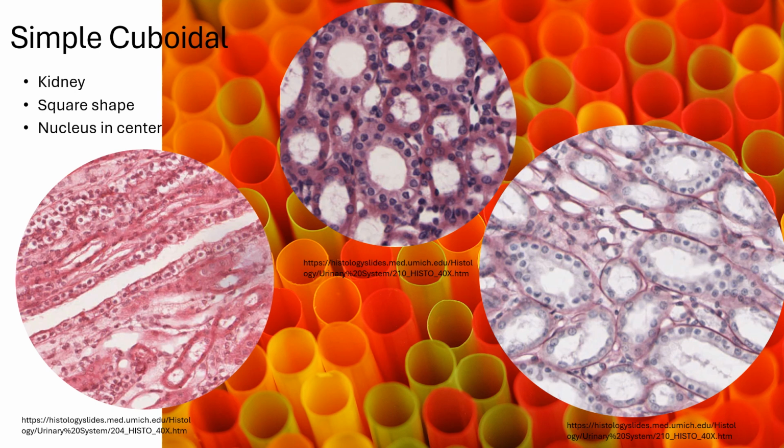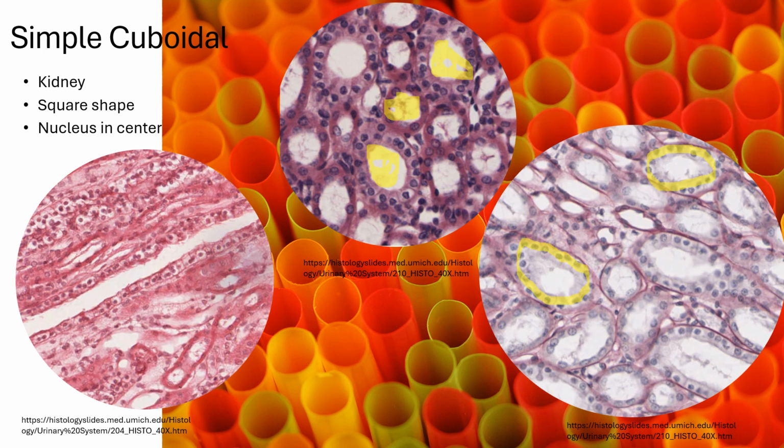And the lumina, which is the plural word for lumen, are all of these open spaces here. There's not one lumen, there are many lumina. Surrounding all of these open spaces is a layer of cuboidal cells with their nuclei smack dab in the center.